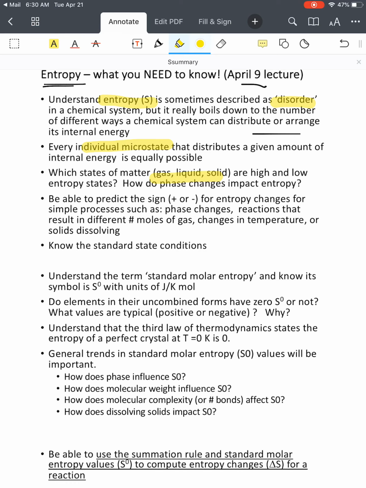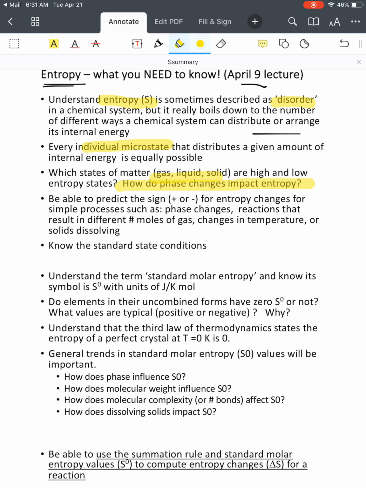So know that. Another thing that's going to be real important is to be able to predict how changes in phase impact the entropy. You may be faced with problems where you have to predict the change in entropy, whether it's positive or negative, if something melts or something condenses or evaporates. So know how to do that. It's covered in that video from April 9th, okay?